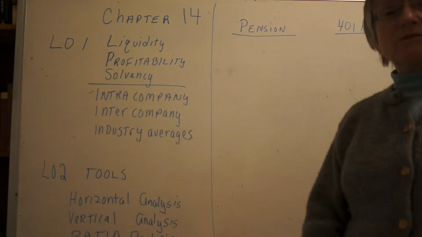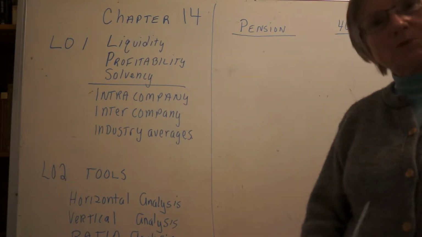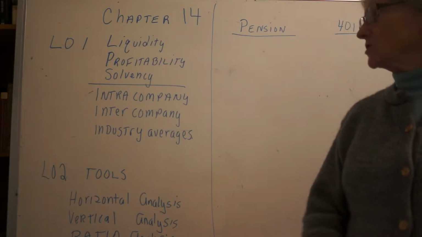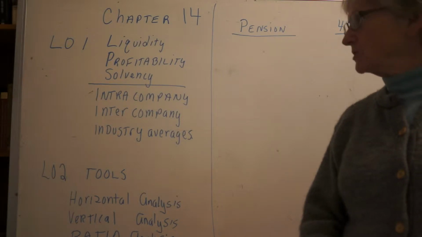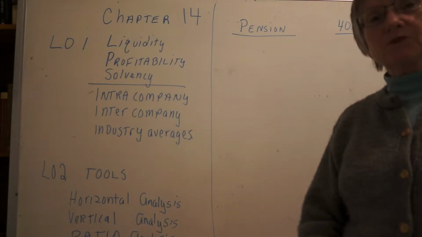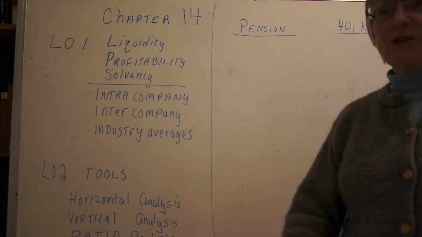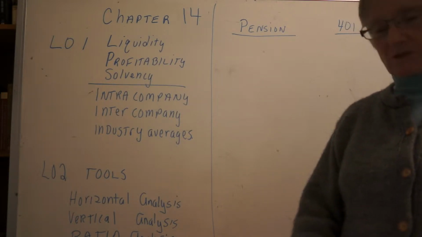Liquidity, your ability to pay your bills as they come due. Your profitability, your ability to make money, or operating success. Solvency is more long-term, your ability to sort of sustain the firm over the long haul. So there's different measures and metrics that you can use to analyze how the firm is doing with each of those criteria.